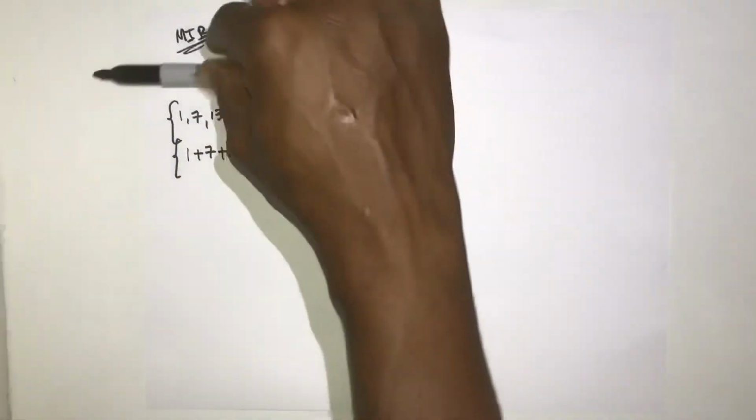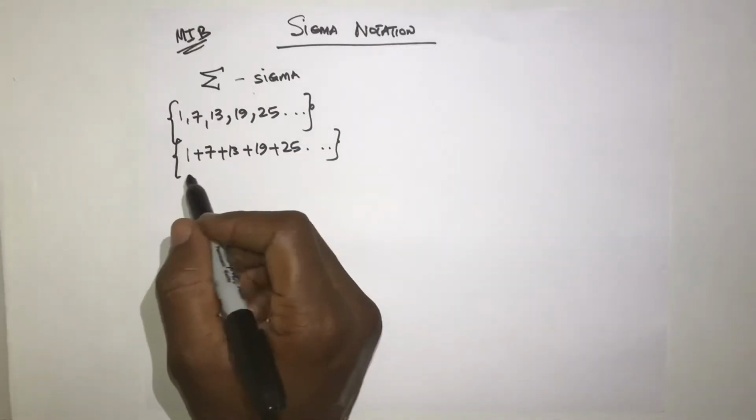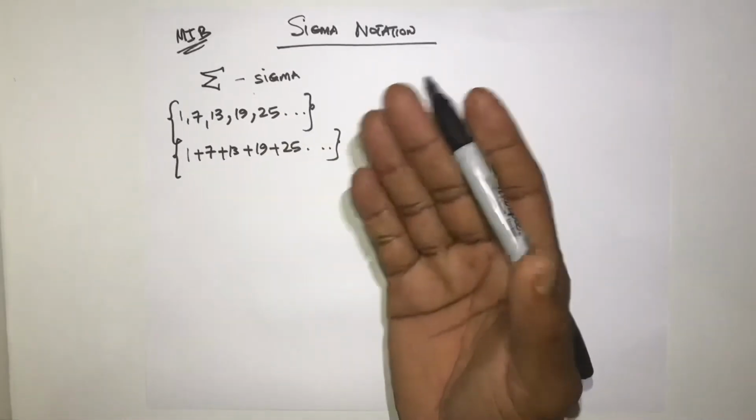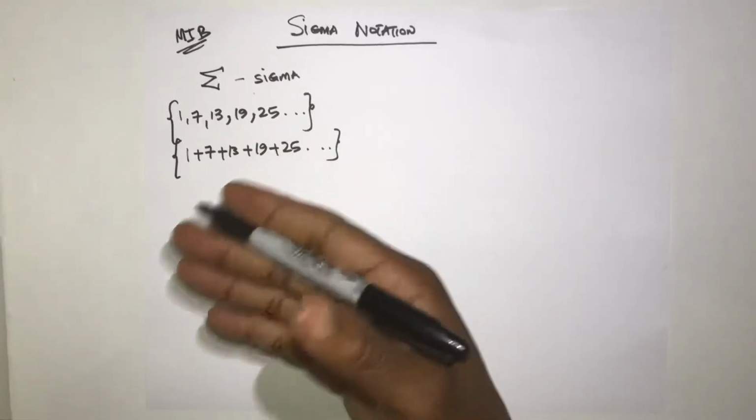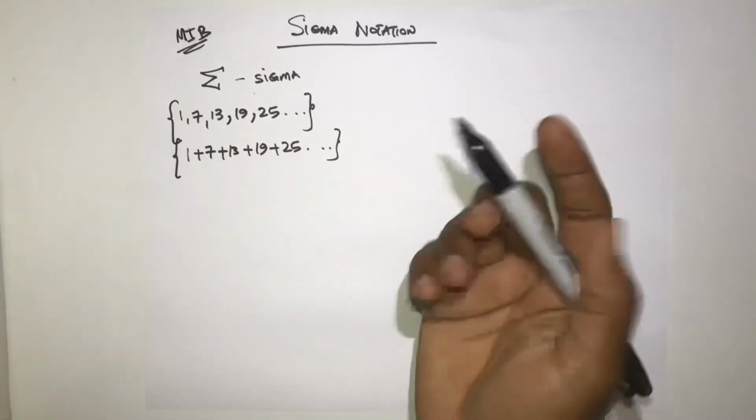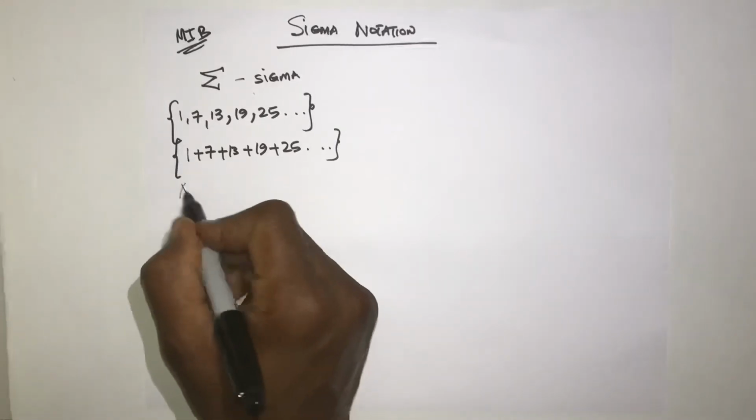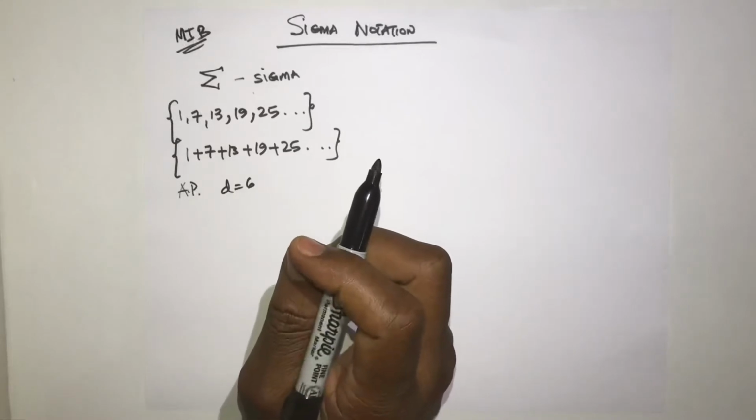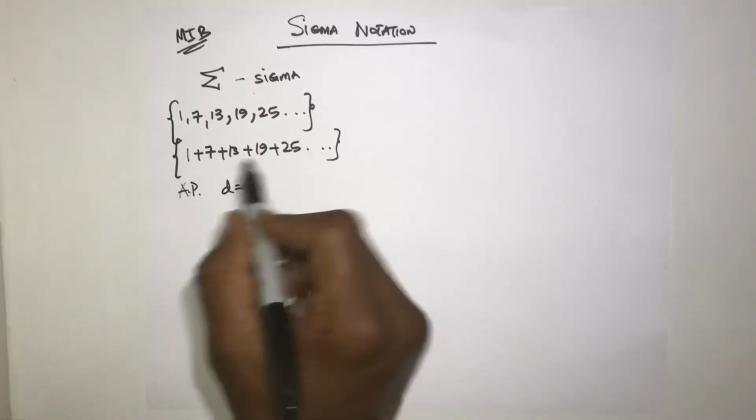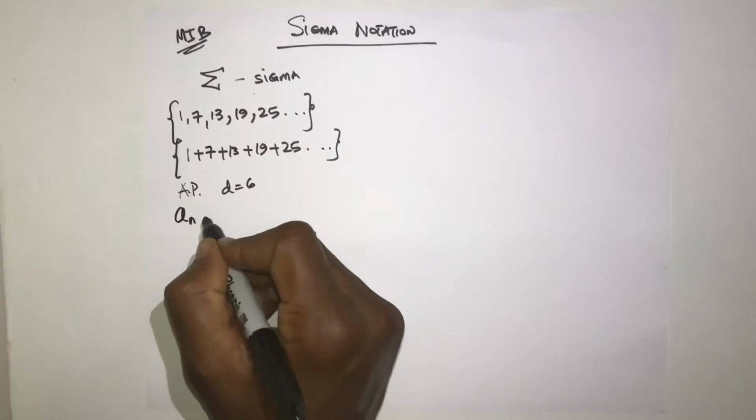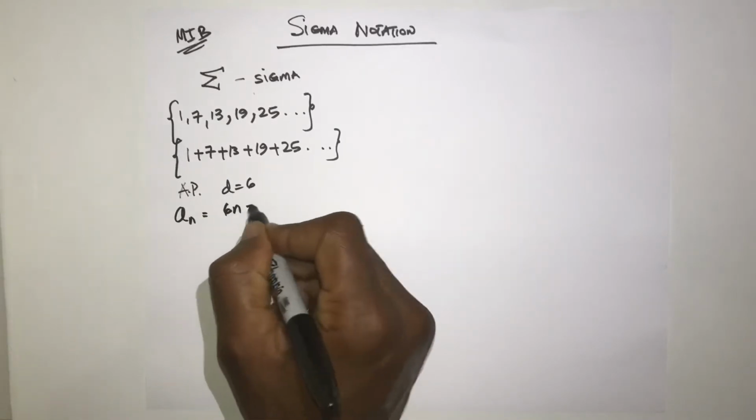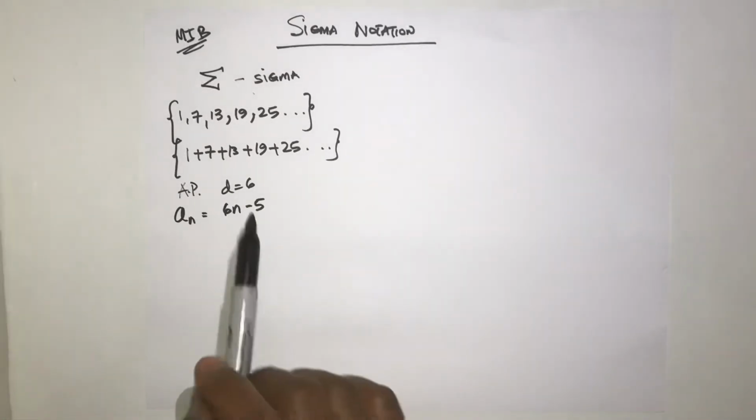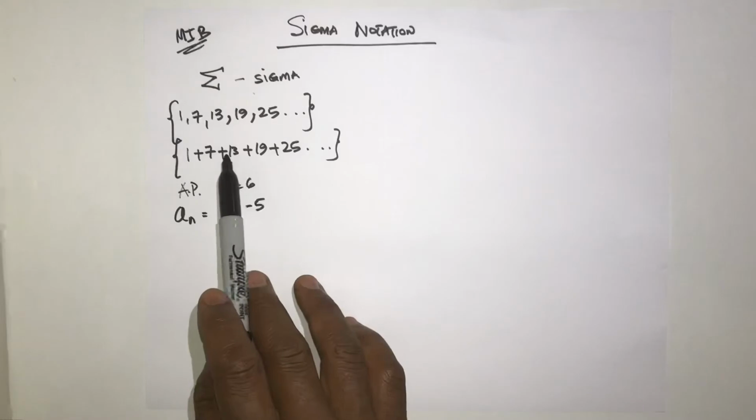Now, for this series here, the formula can be found by looking at whether it's an AP or GP, which was discussed in the previous tutorial. So we look at this, we can see that it's an AP with a common difference of 6, right? Now the nth term of this would be a_n equals 6n minus 5, right? Now this would be the general formula of this series.